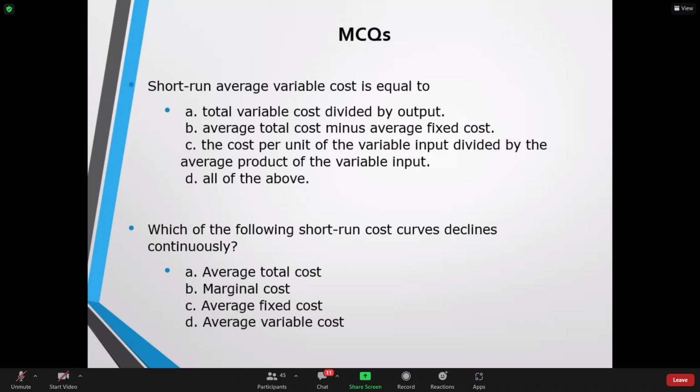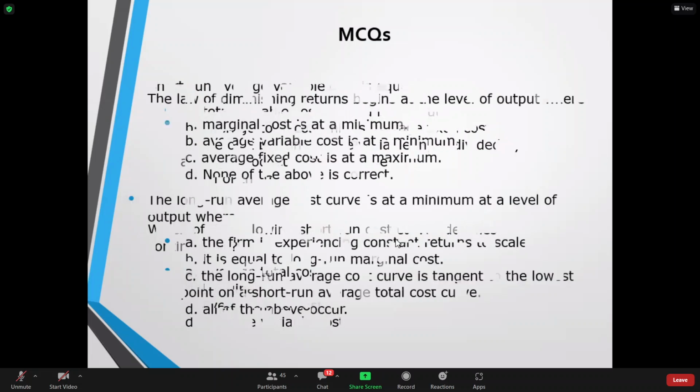All of the above, right? So, okay. Next one. Which of the following short run cost curves declines continuously? Okay, very easy question. Tell me. Yes, average fixed cost. Correct, Balaji. Right. Next one.